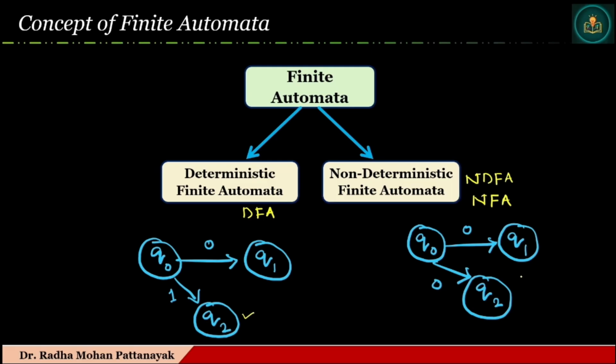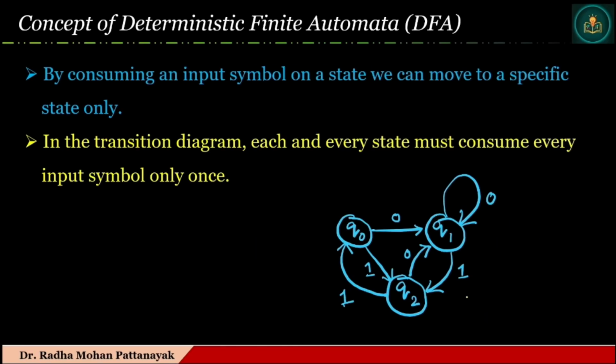Whereas coming to this figure, by consuming the input 0 on Q0, we are moving to the Q1 state, and in another transition, by taking the input 0 on Q0, we are again moving to Q2. That means here, by consuming 0 on Q0, to which state we will move is not defined, it is not determined. Okay, sometimes we will move to Q1 and sometimes we will move to Q2. Due to this reason, this type of finite automata is called non-deterministic finite automata. I hope everybody understood.